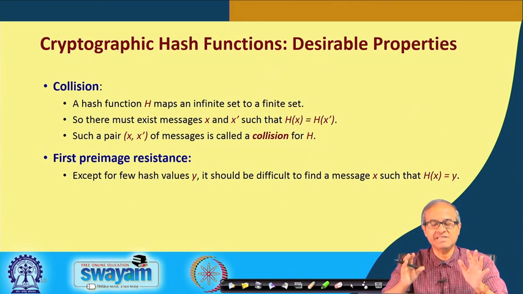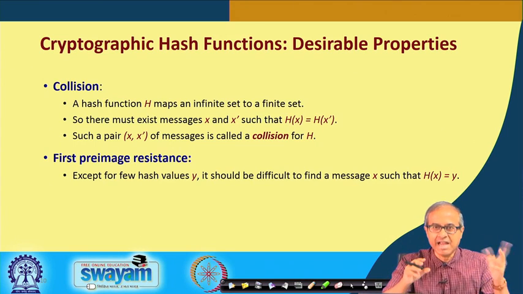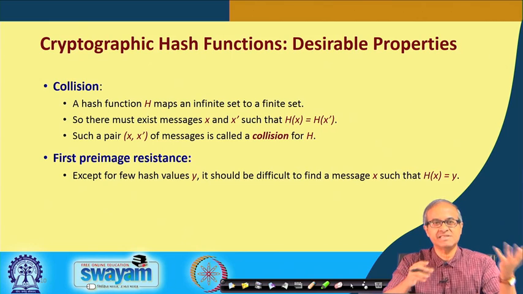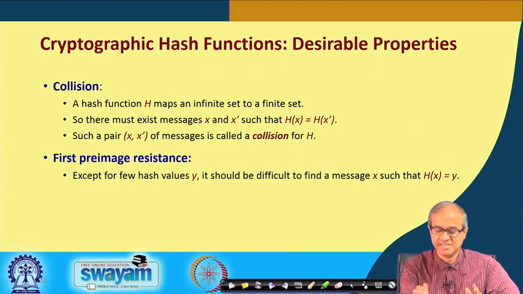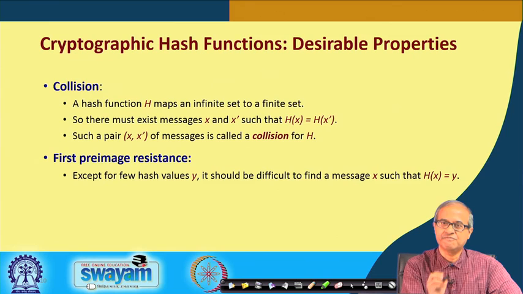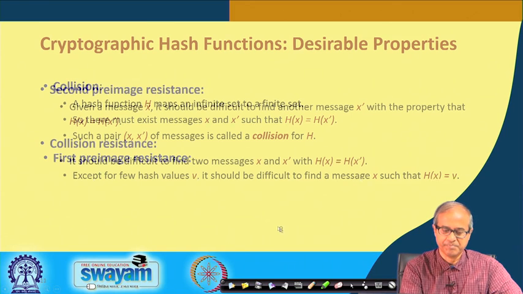If it were easy, then an intruder could fabricate a message, modify a message in such a way that the same hash value will result. That is difficult to do. This is what is referred to as the first property, first pre-image resistance.